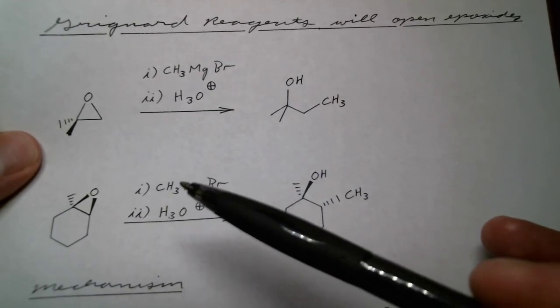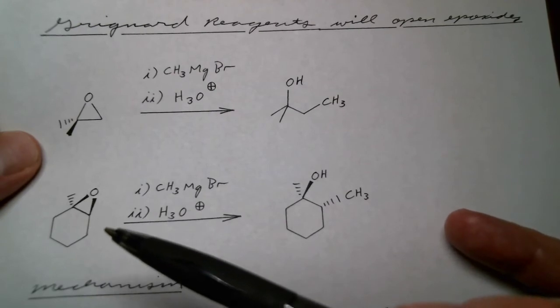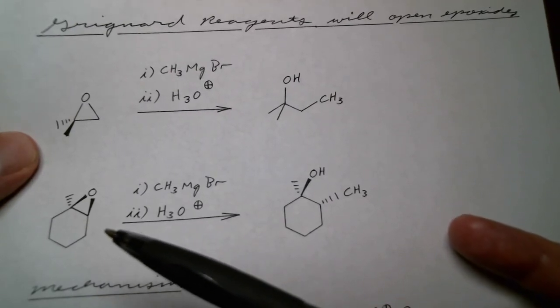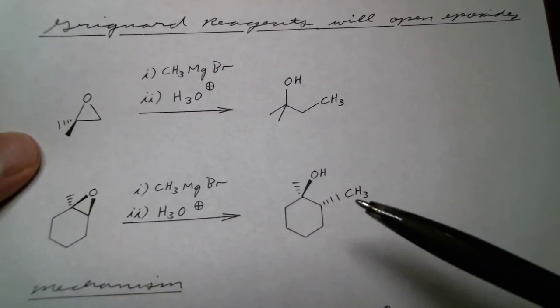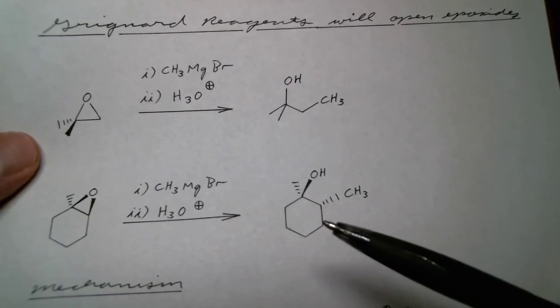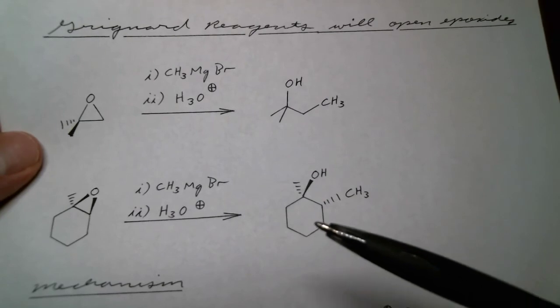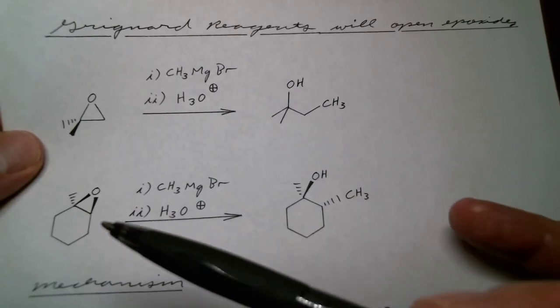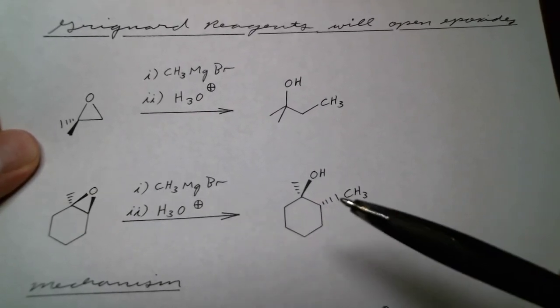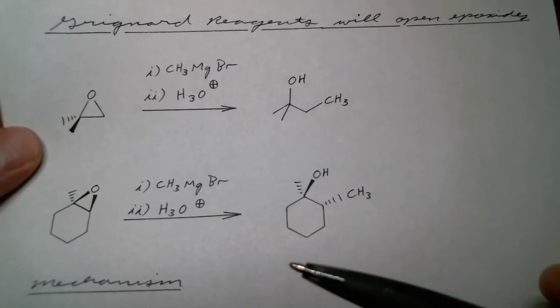Similarly, for this epoxide, we'd add the methyl magnesium bromide Grignard. We'd add that methyl carbanion into the least hindered side, and it would be an SN2-like process. So the methyl group is on the opposite side of the ring as the hydroxyl group in our final product, because it had to attack from the back side, pushing the hydrogen on that carbon up.